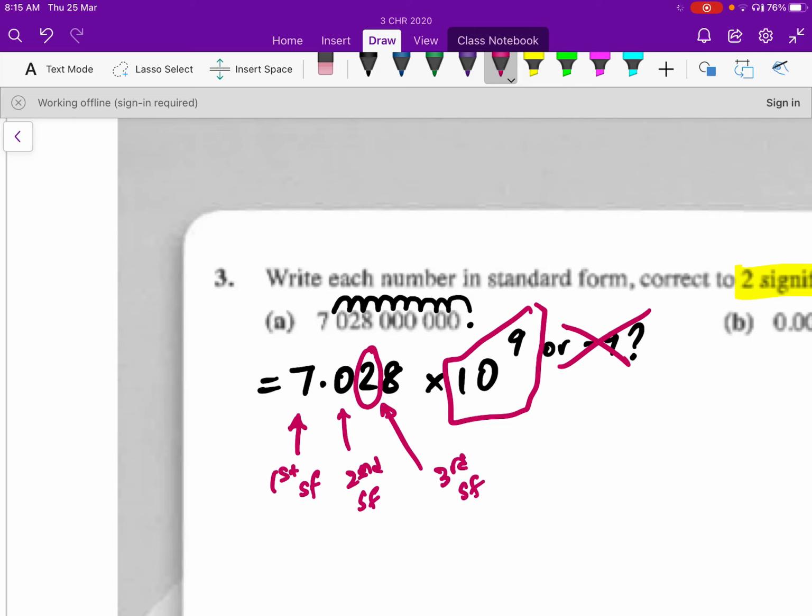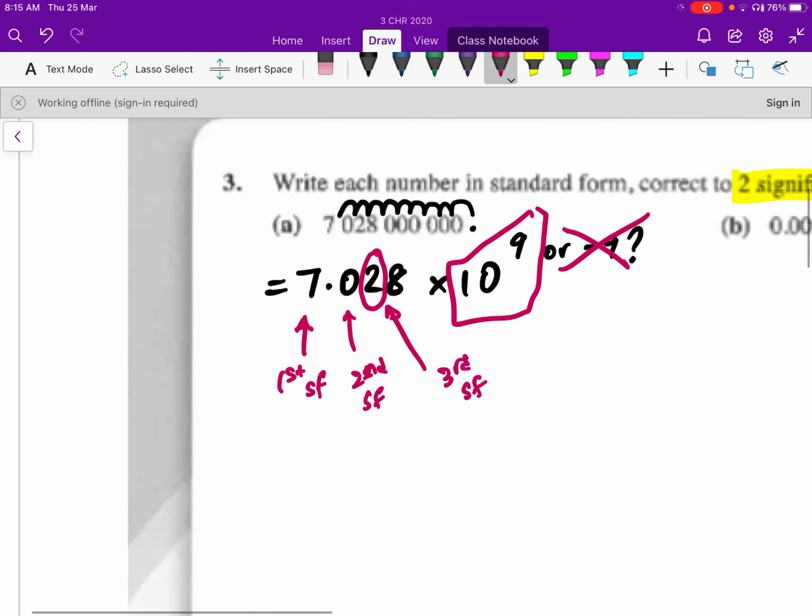So I look at it. Is it a 5, 6, 7, 8, 9? If it is 5, 6, 7, 8, 9, I need to draw an up arrow. But since it is a 0, 1, 2, 3, 4, I leave it. Okay, and I just ignore whatever I circled. And this is rounded off to become 7.0 times 10 to the power of 9.